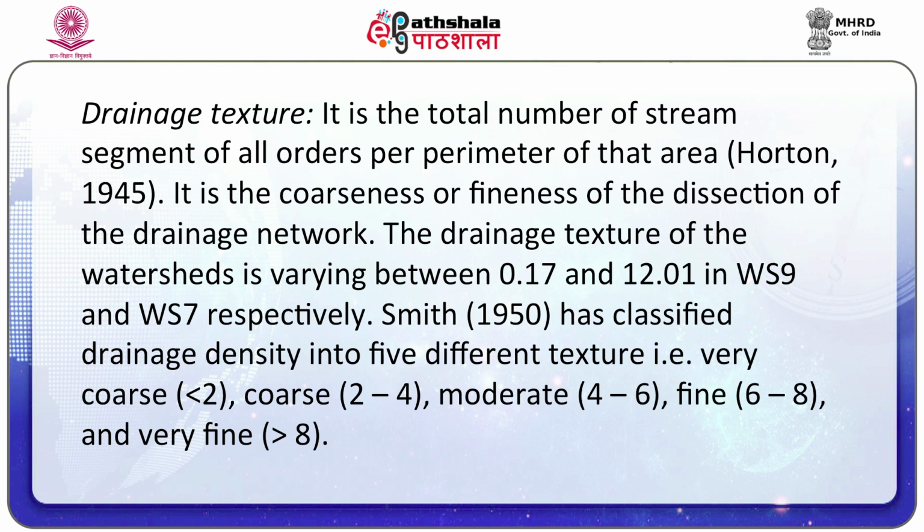Drainage texture. It is the total number of stream segments of all orders per perimeter of that area. It is the coarseness or fineness of the dissection of the drainage network. The drainage texture of the watersheds varies between 0.17 and 12.01 in watershed number 9 and 7 respectively. Refer to figure number 10. The drainage density is classified into 5 different textures, that is very coarse, coarse, moderate, fine and very fine.